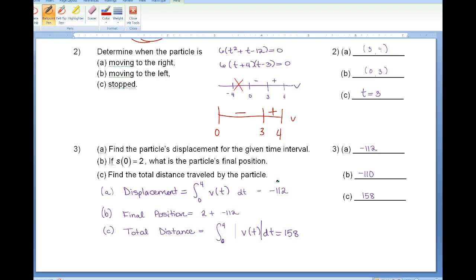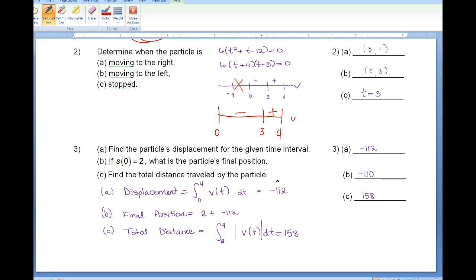4A on the next part, particle's displacement. So we just talked about this. This is the integral of velocity over the time interval. You do not need to show any work except for just show me the setup and then plug it into your calculator. Do you need to see that with Math 9?